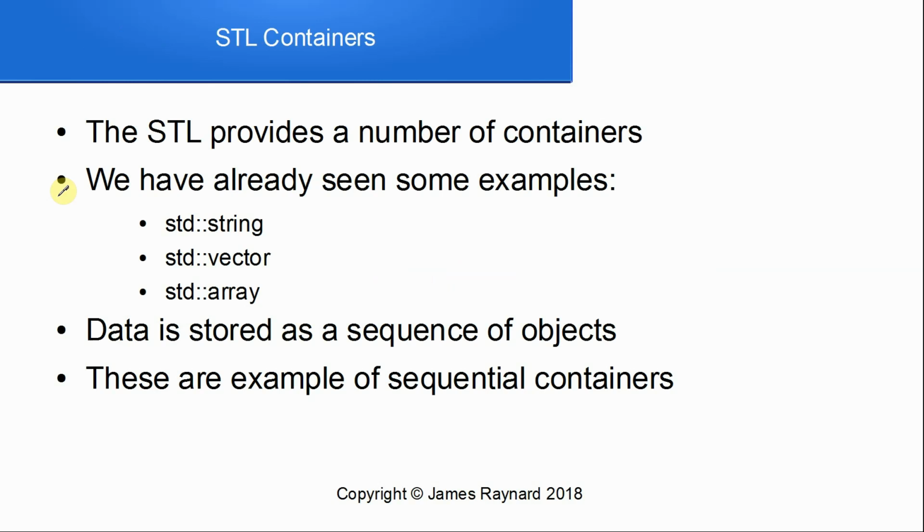We've actually already been using some containers without really making much fuss about it. We've used standard string, which contains a sequence of char objects which make up the characters in the string, and standard vector and standard array, which store a sequence of objects of the type that the vector or array is specialized for. We're not talking about the C-style array here because that's not part of the standard template library. This is the standard array which has a template parameter. So all these containers store data as a sequence, and for that reason they are known as sequential containers.